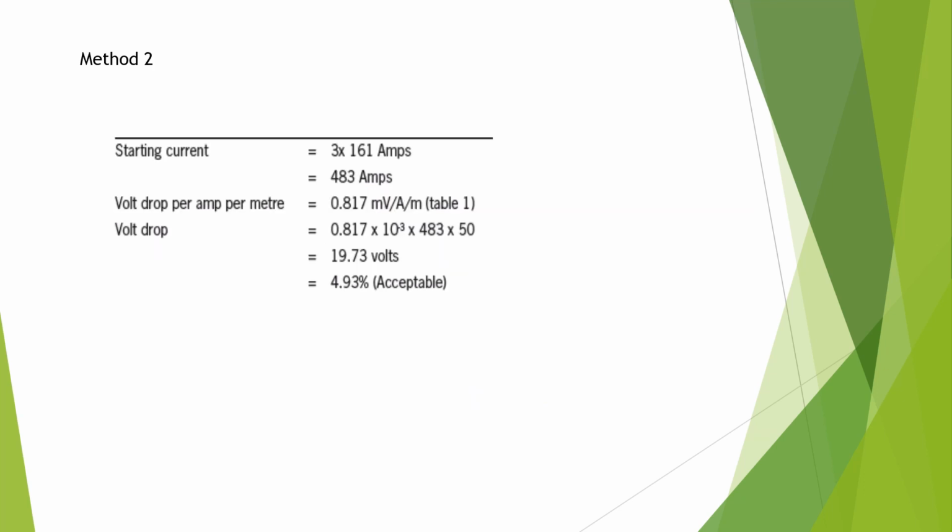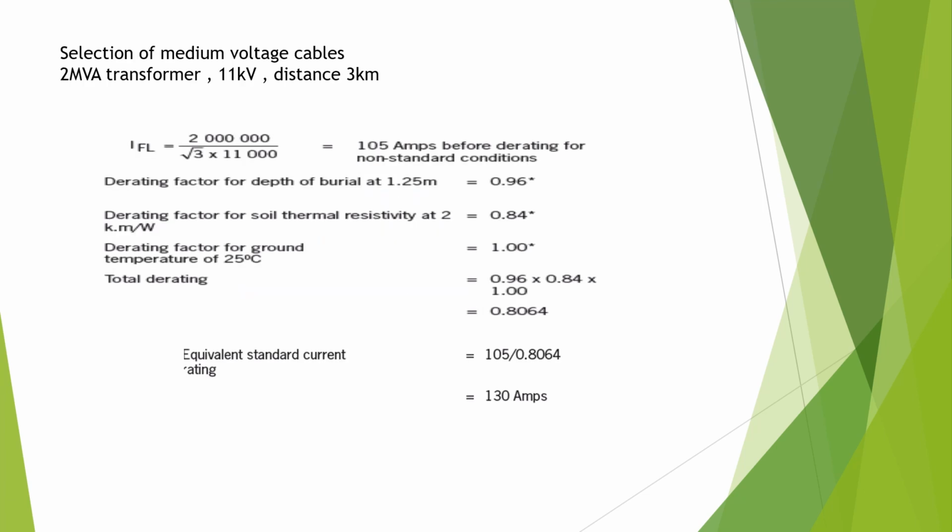Let's go to the next one. Method 2, starting current. Again, 3 times 166 gives me 483 amps. The volt drop per ampere meter is what we get from the table. And then the formula is that value times the amps times the meters. I come to 19.73 volts, 4.93 percent. That gives me the volt drop. So that cable is in line with the volt drop.